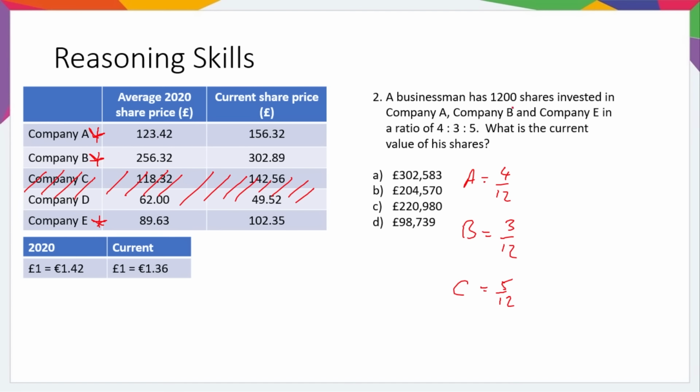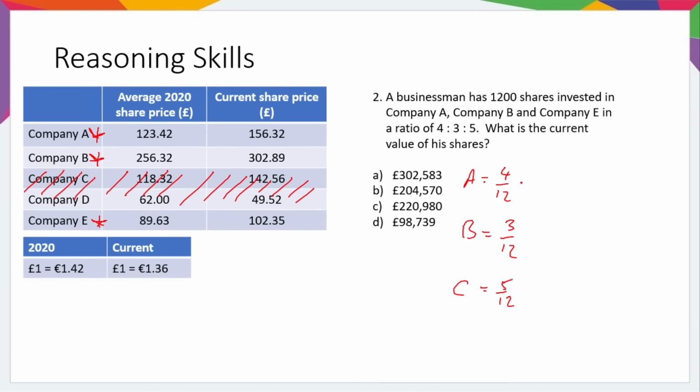So if he has 1,200 shares in total, we can work out how many shares he's got for A, B, and C. Right, what do we need to actually do for the question? What is the current value of his shares? Okay, so if I can work out how many shares he's got in A, B, C, all I need to do is multiply it by the share price and add them up, and we're done.